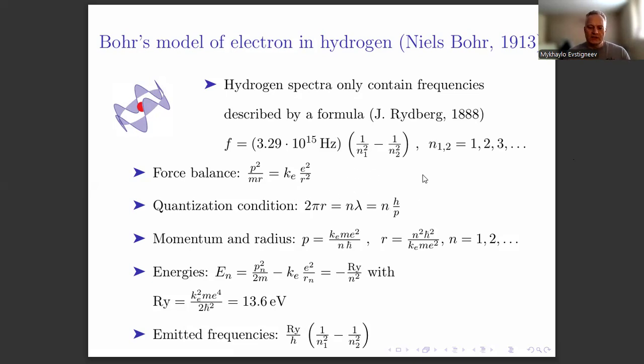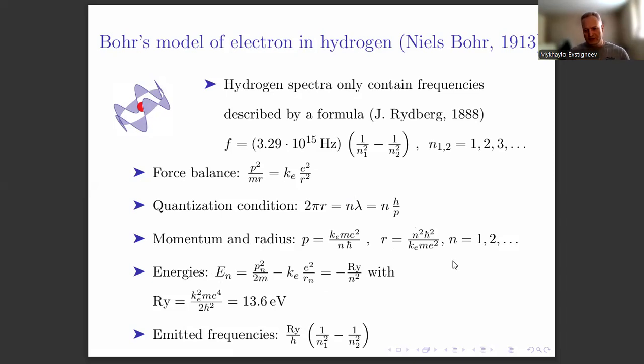2 pi r is nh over p, which we can solve for the two unknowns r and p, and I drop the details. Here are the expressions for momentum and orbit radius r. Both momentum and radius r depend on this positive integer number n. Now we can plug in this momentum and radius into the expression for the electron energy.